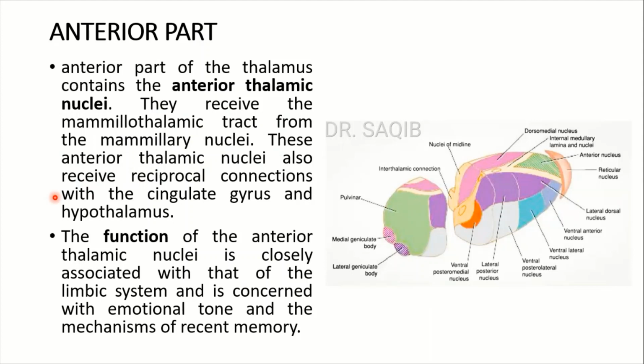And the function of the anterior thalamic nucleus is closely associated with that of the limbic system and is concerned with emotional tone and the mechanisms of recent memory, right? Emotional tone and recent memory. These are the anterior nuclei of the thalamus.